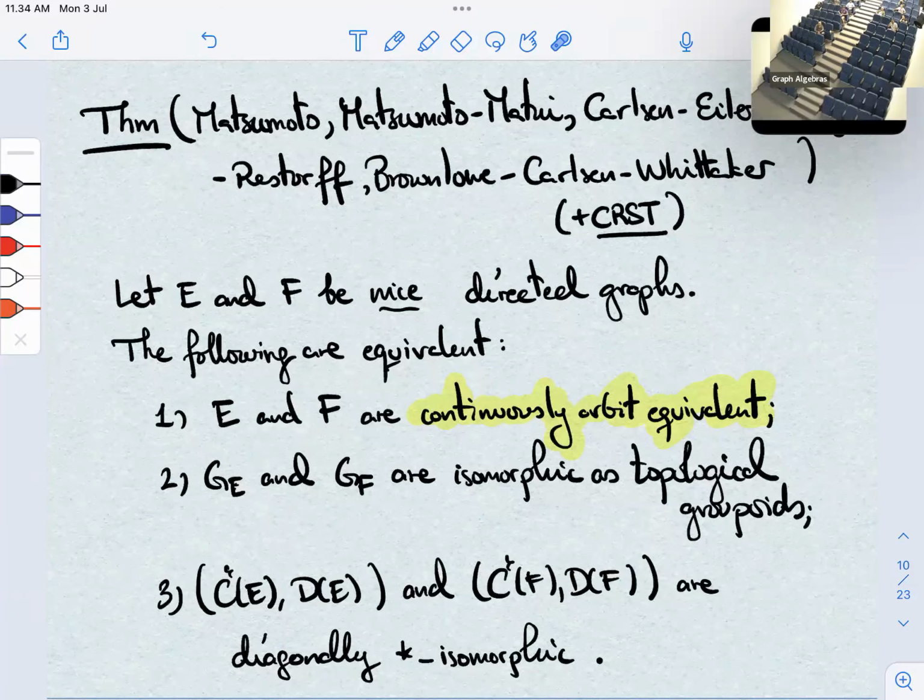I have a question. The nice part there, is it conditional or something else? Yes, conditional exactly. It is sufficient. I think you can remove that, but then you need to ask for this orbit equivalence to be slightly nicer. And I just didn't want to add all kinds of adjectives to this.